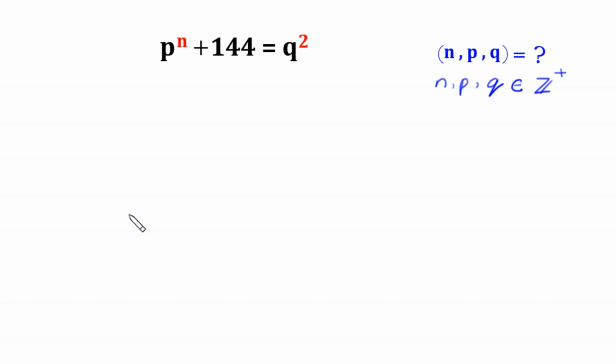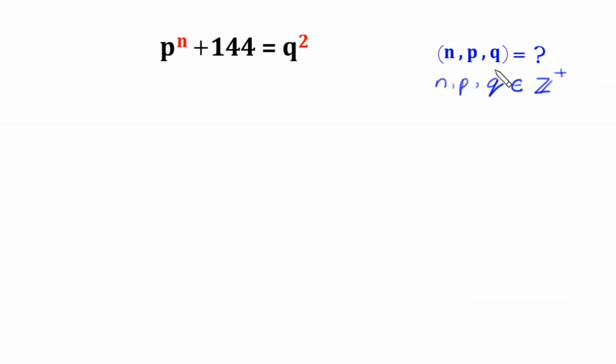Hello, welcome to how to solve this very nice exponential equation. p to the power n plus 144 is equal to q squared. We need to find all possible values of n, p and q, where n, p and q are positive integers.